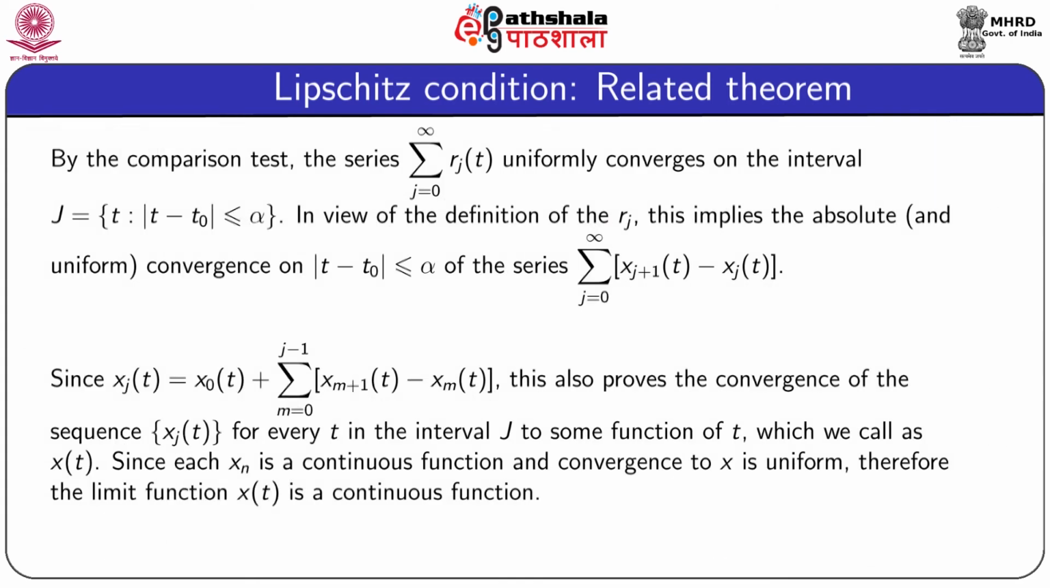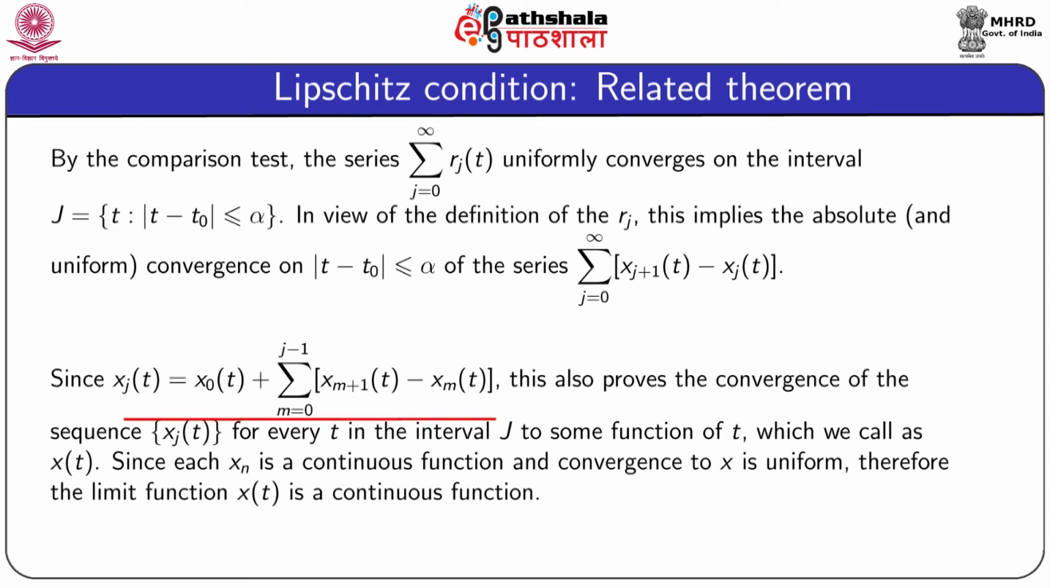By the comparison test, the series summation j equal to 0 to infinity r_j uniformly converges on the interval J given by t such that |t - t0| is less than or equal to alpha. In view of the definition of r_j, this implies the absolute convergence on |t - t0| less than or equal to alpha of the series summation j equal to 0 to infinity x_(j+1) minus x_j.